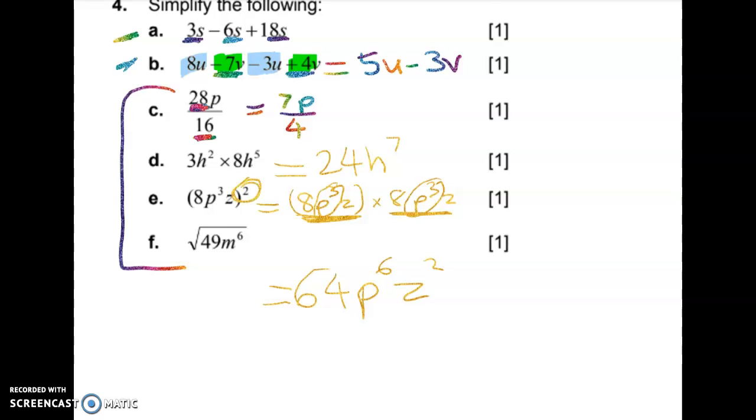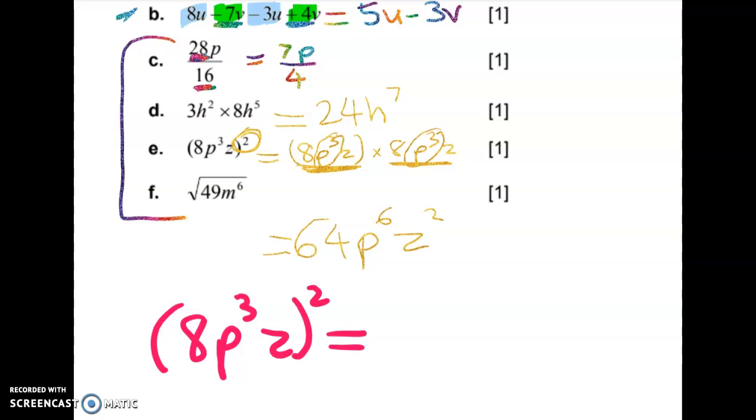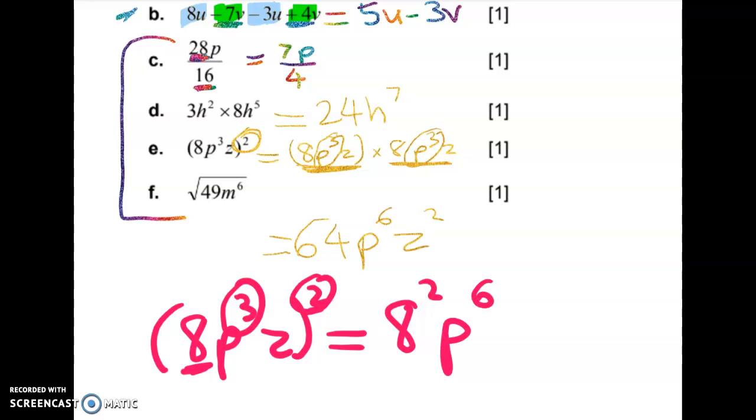But as many of you watching will remember, hopefully, here's the faster way to do it. If I've got 8p cubed z squared, we can write that as 8 squared. So we square the number, and then we multiply this power here. So we're going to have p to the power of 6 times z squared.